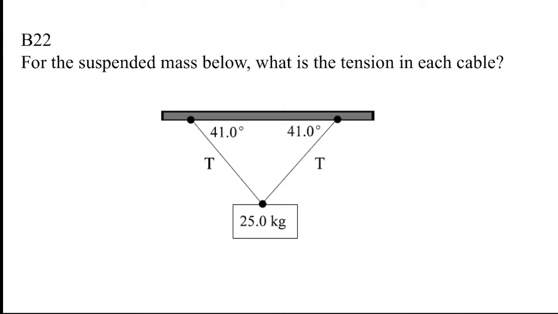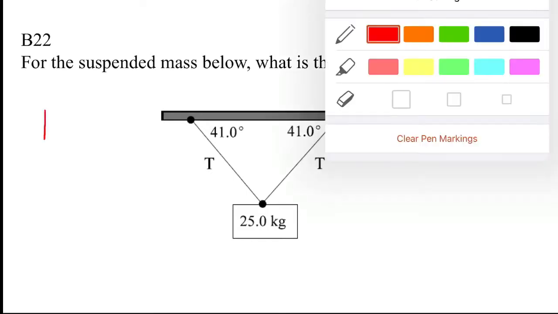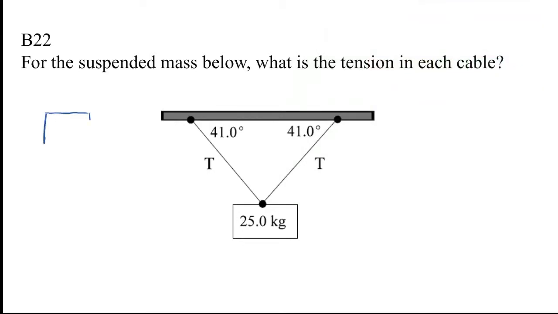Here now we have two ropes, or two cables, holding up a sign. So again, let's draw our free body diagram. So there's our sign. So we have two cables here holding it up. So there will be tension in both of those. Okay, so that's force of tension there.